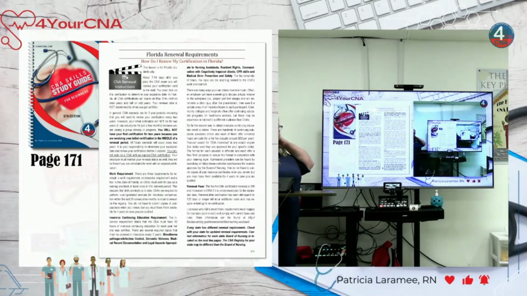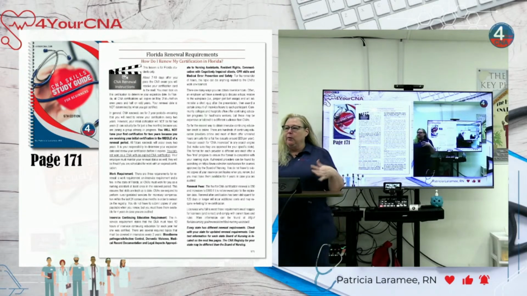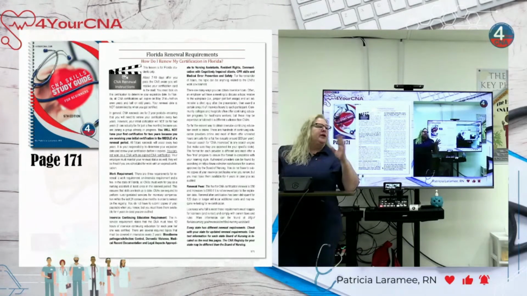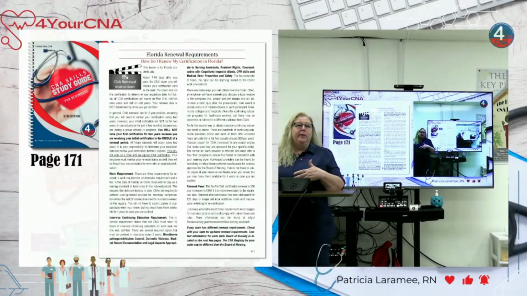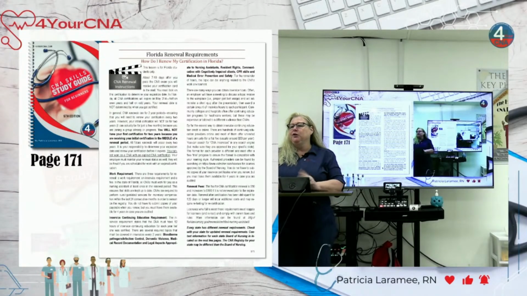So the renewal process is a little different for every state. So I'm just going to focus on Florida. That's where we are. If you move to another state, you're going to need to learn their renewal process. But in Florida, we actually get a blue certification card, a physical card that is mailed to you about 5 to 7 days after you pass the test. On that card, you're going to see your expiration date.